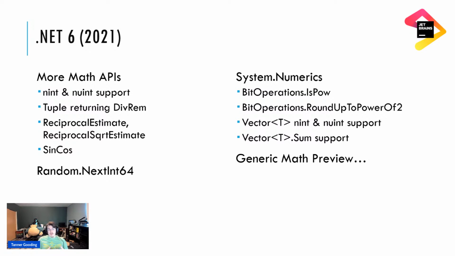We started exposing some fast APIs like ReciprocalEstimate, which computes 1 over x, but it allows some amount of imprecision so that it can be computed even faster when that's acceptable for your use case. We exposed an API in Random that allows you to get a 64-bit integer. We exposed IsPow2. We added nint and nuint support to Vector of t, and we shipped a preview of the generic math feature.